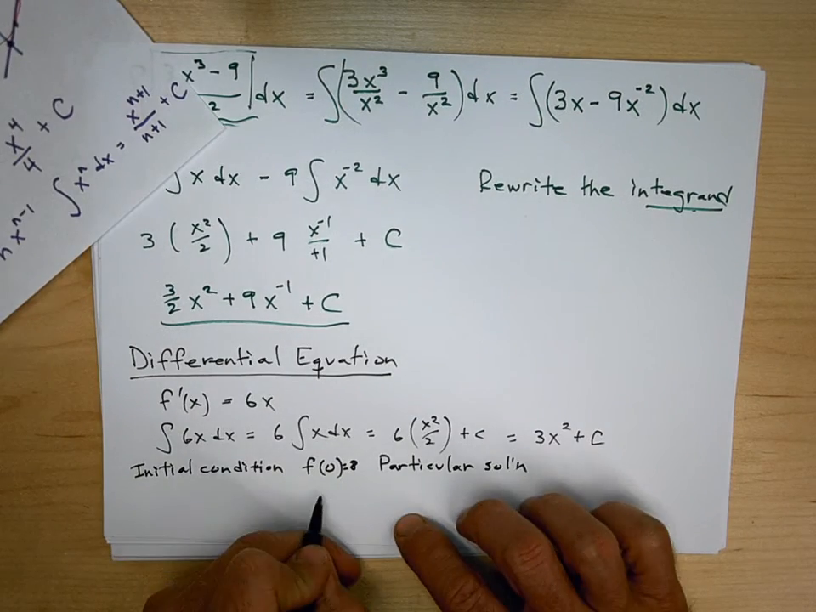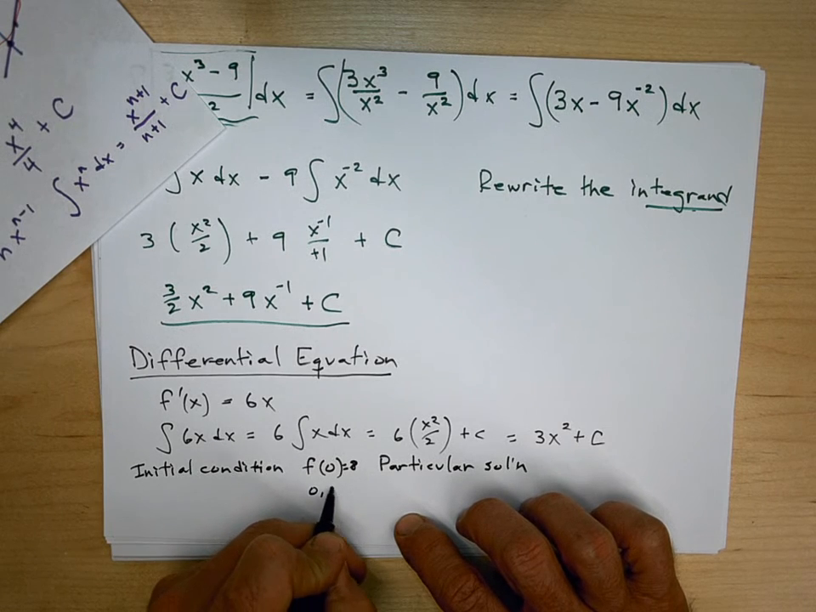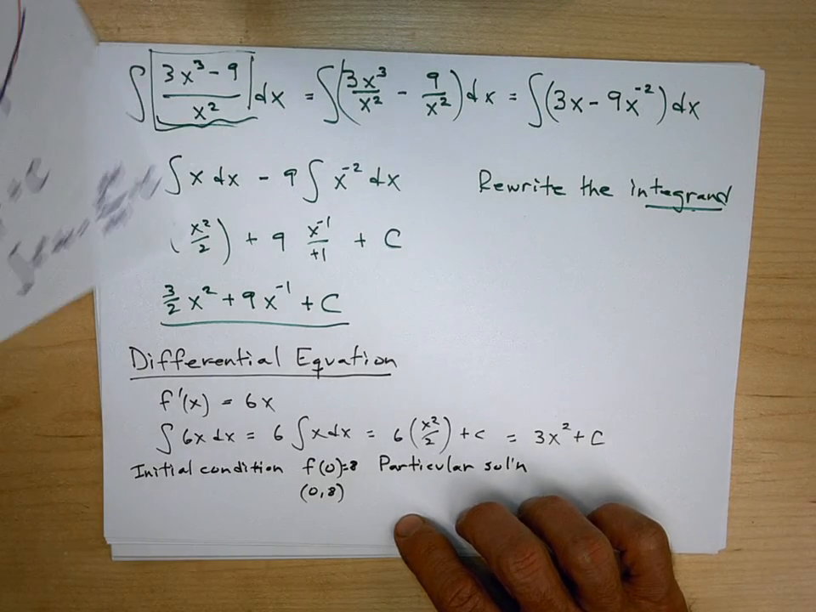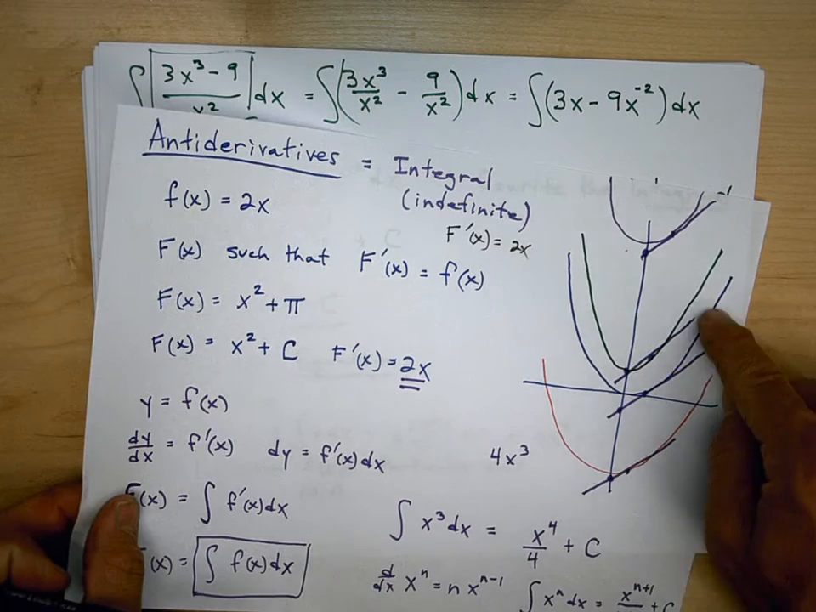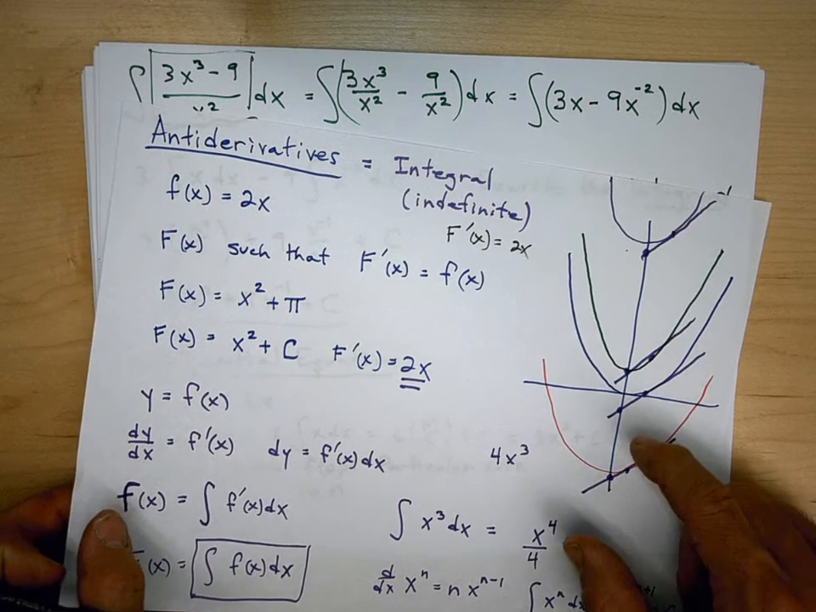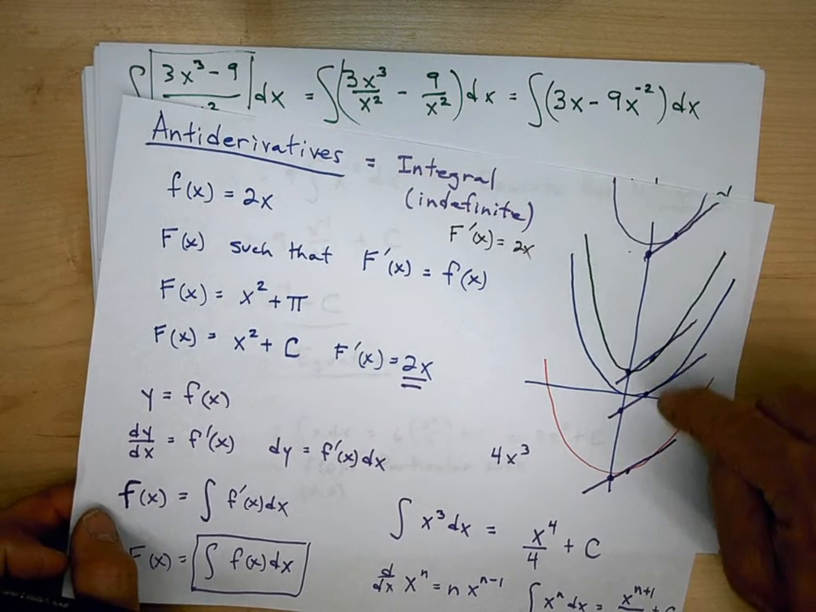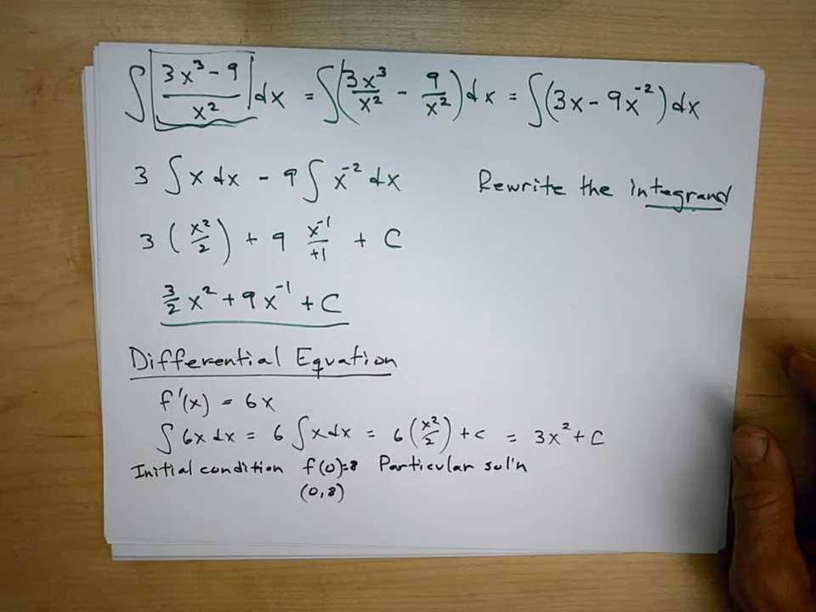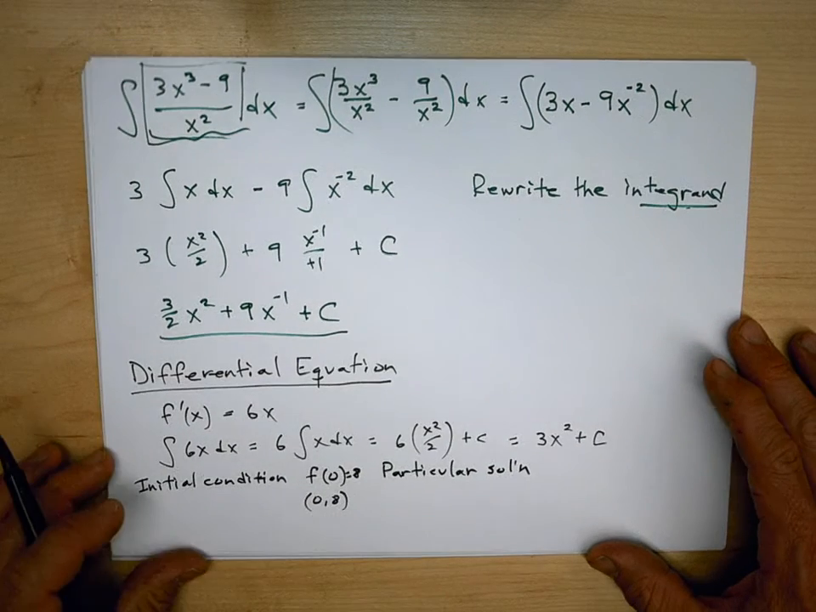only one of these curves would have the point (0, 8) on it. And then we can nail down which one of these curves is our particular solution. So let's look at how we would use that to complete this problem.